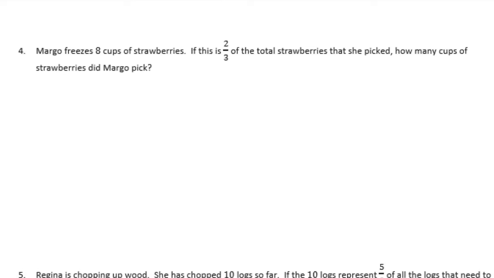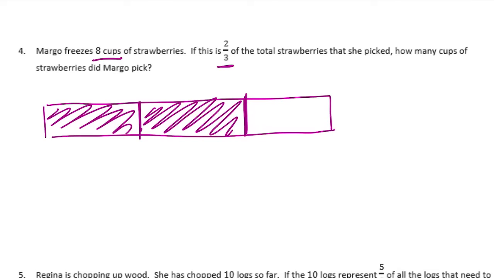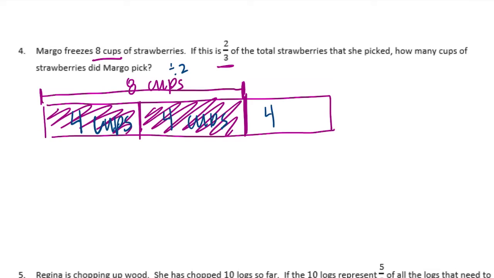Number 4. Margot freezes 8 cups of strawberries. If this is 2/3 of the total strawberries that she picked, how many cups of strawberries did Margot pick? This one's a little bit different because they didn't give us the whole. They said that 8 cups is equal to 2/3 of the total. So if I draw a tape diagram and split it into thirds, we know that 2/3 is equal to 8 cups. And so if 2/3 is equal to 8 cups, that means if we split that into those two equal pieces, each one of these is equal to 4 cups. So then the last part is also 4 cups, and we would have a total of 12 cups of strawberries that she picked.